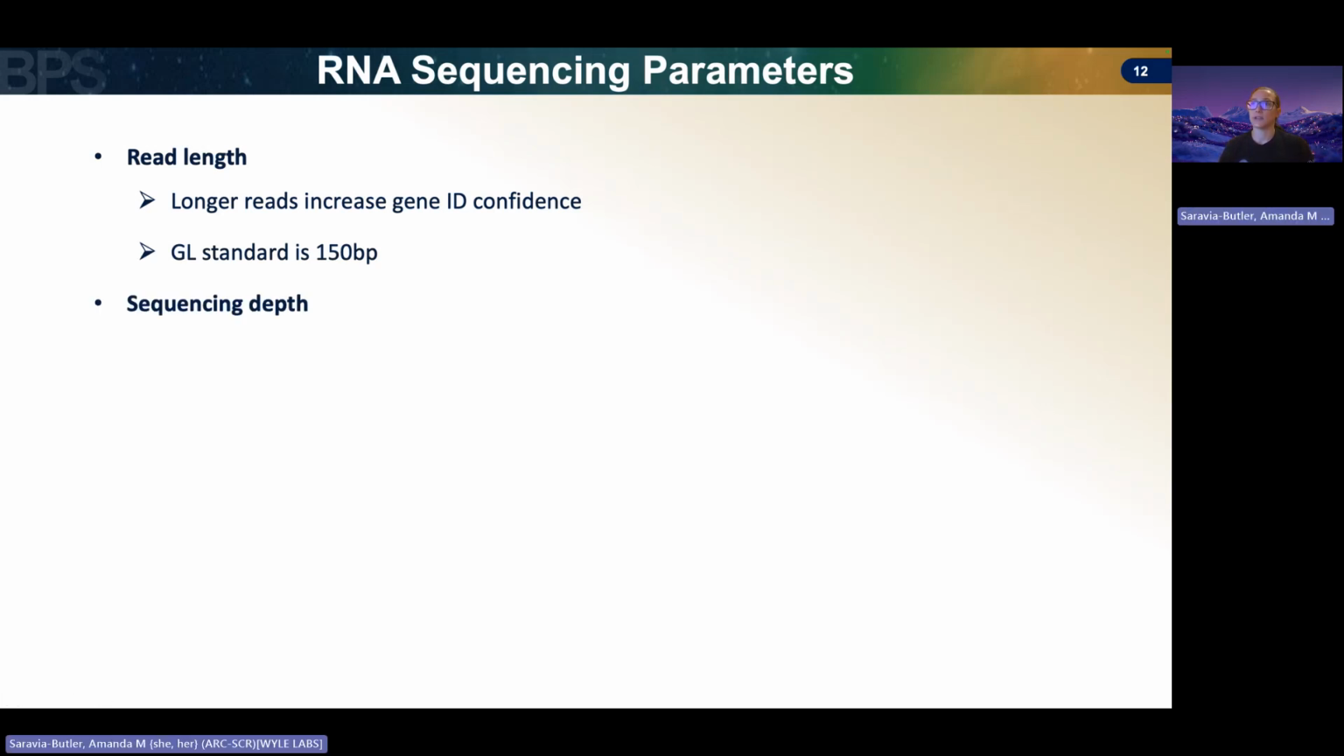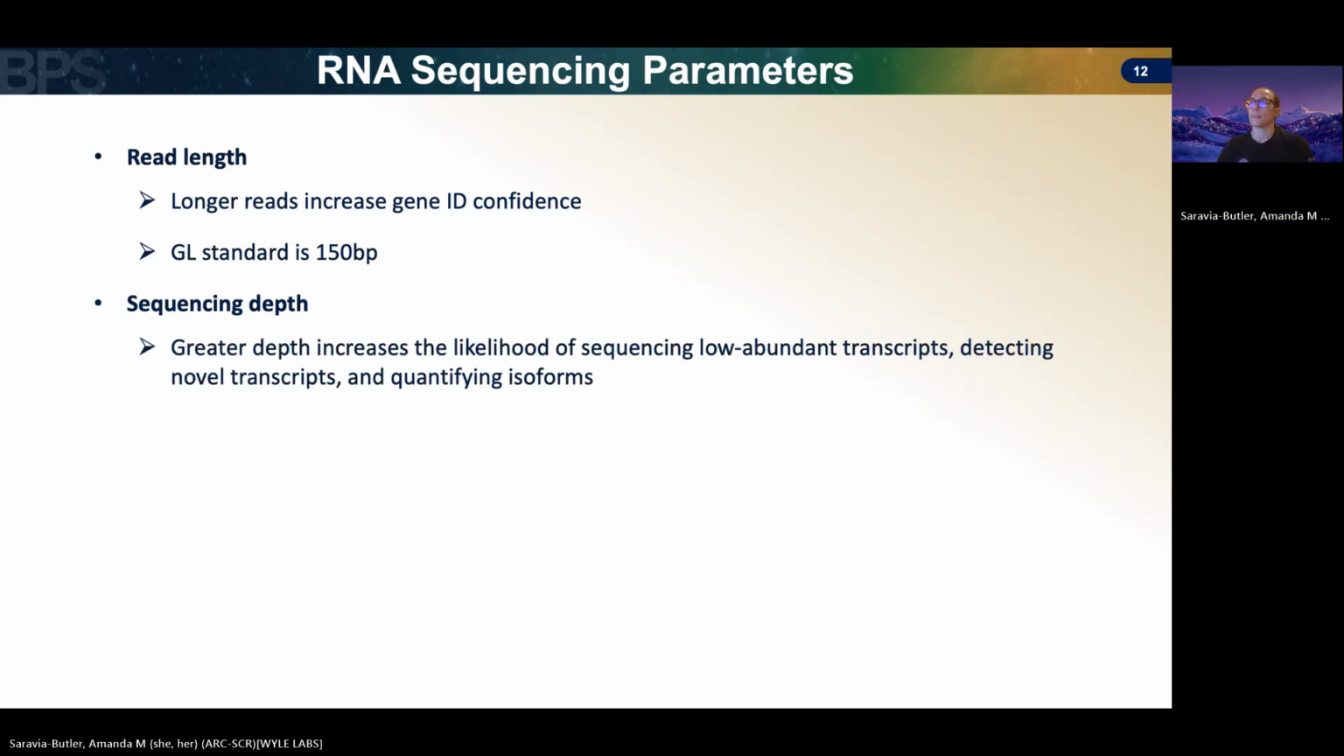Sequencing depth is another thing you want to consider. Sequencing depth is the number of sequences per sample that you generate. So the greater the depth, it'll increase the likelihood of sequencing low abundant transcripts, detecting novel transcripts, and quantifying isoforms.